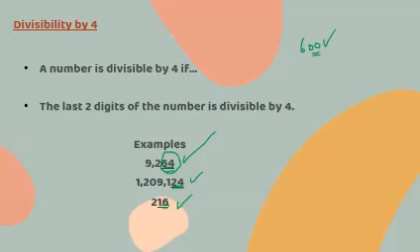Okay, so till now we have learned the criteria of divisibility for 2, 5, and 10: you check the ones digit. For 3, you find the sum of the digits. For 6, you need to check the divisibility by 2 and 3. And now for the divisibility by 4, you need to check the last 2 digits of the number.